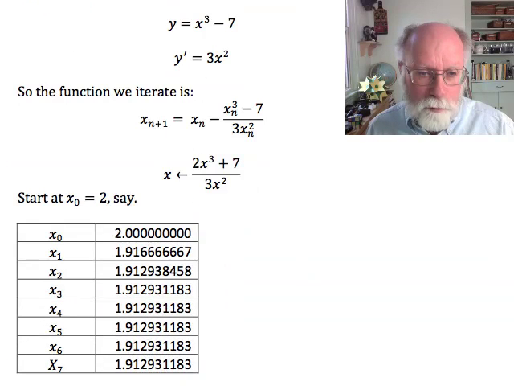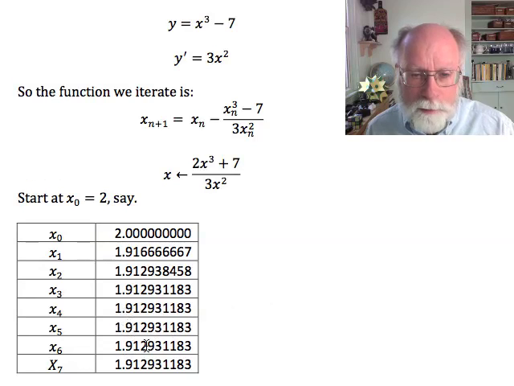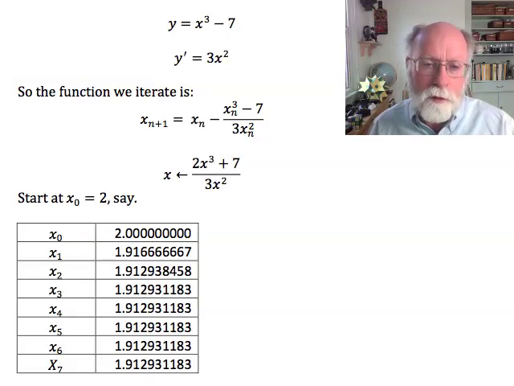And if you do that, we're going to start at 2, and we get this kind of convergence. We see that almost immediately we get many decimal places, and they don't change anymore. We have converged quite quickly to the cube root of 7.